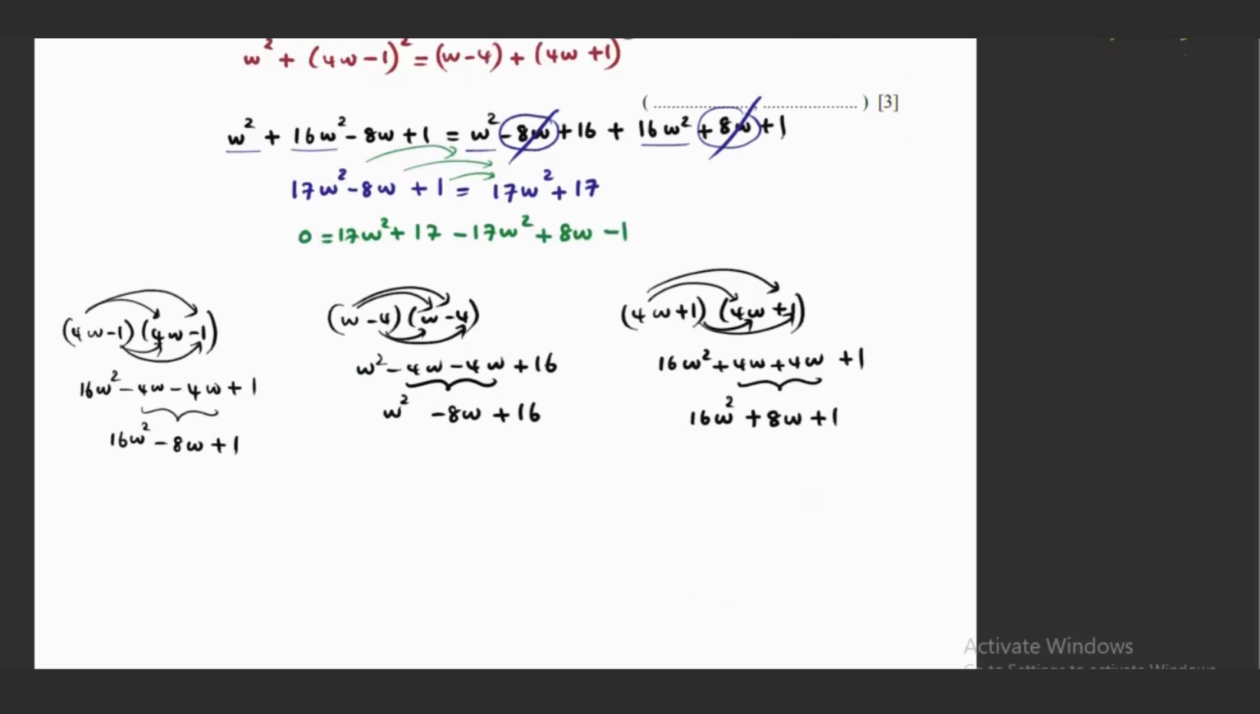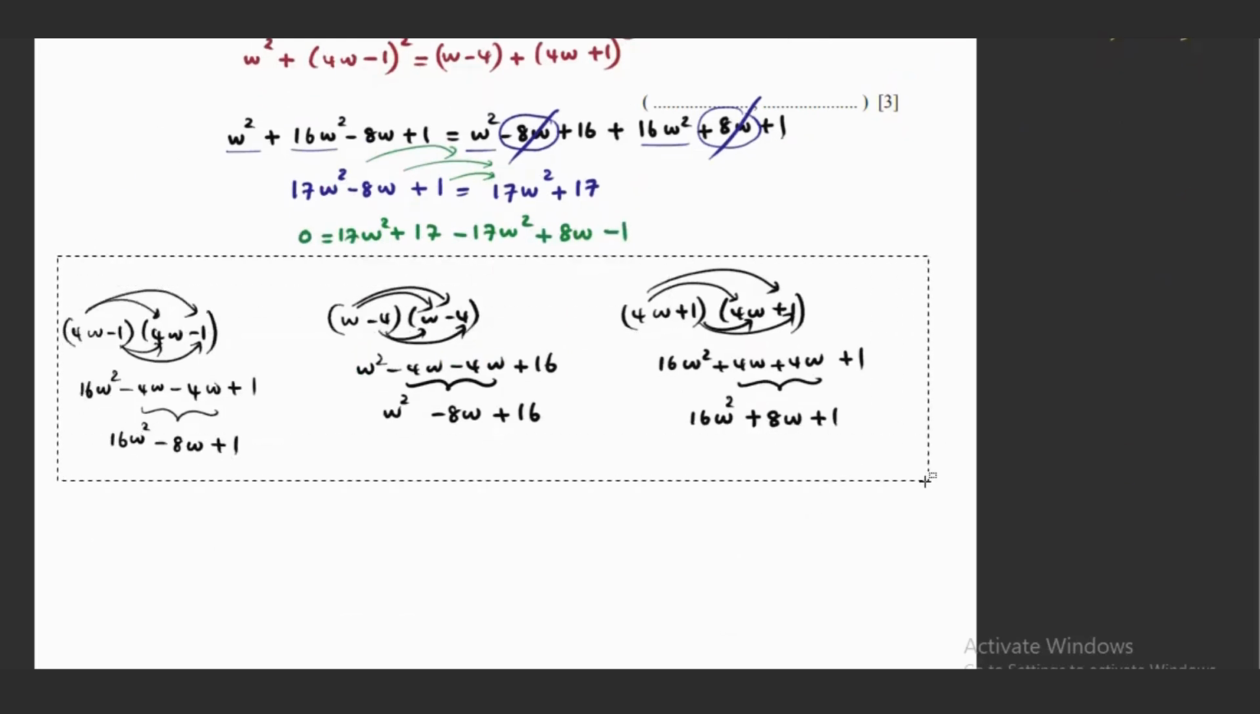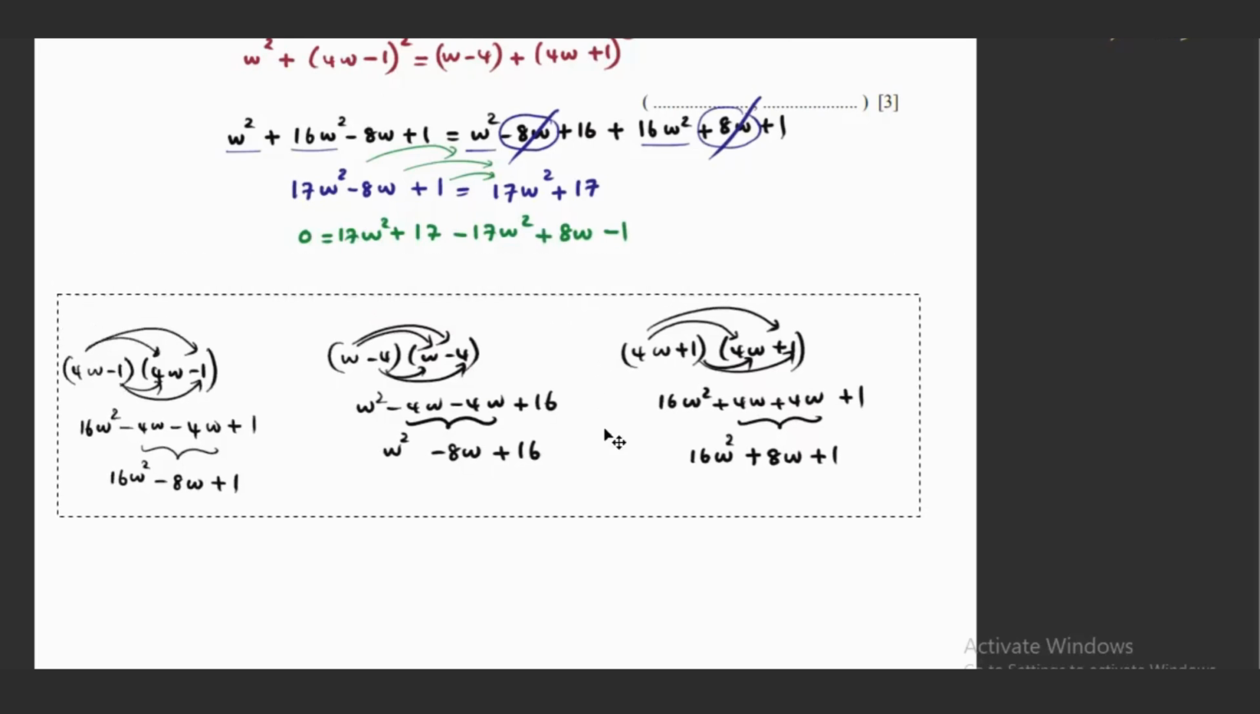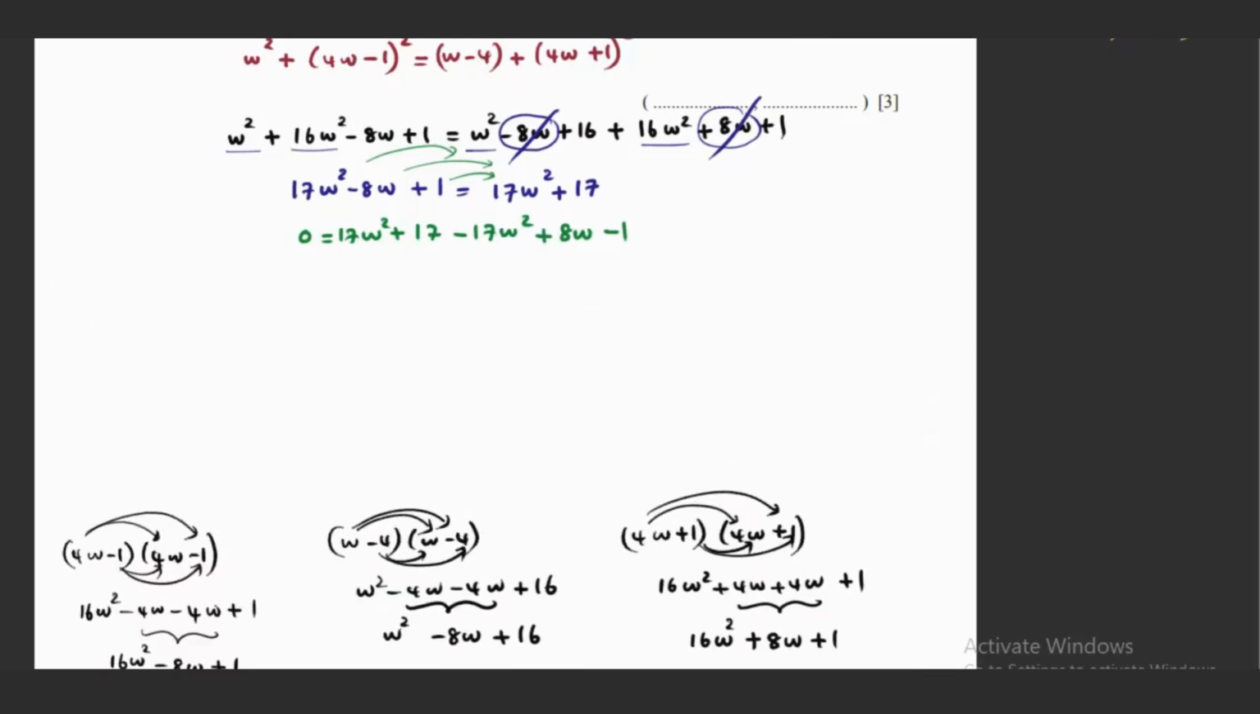And now what we got to do is combine all the like terms again. So I'm going to put this down here. When I combine the like terms, 17w squared and minus 17w squared will cancel out. 17 minus 1 is 16 and I have 8w. So I have 8w plus 16. This is equal to 0.